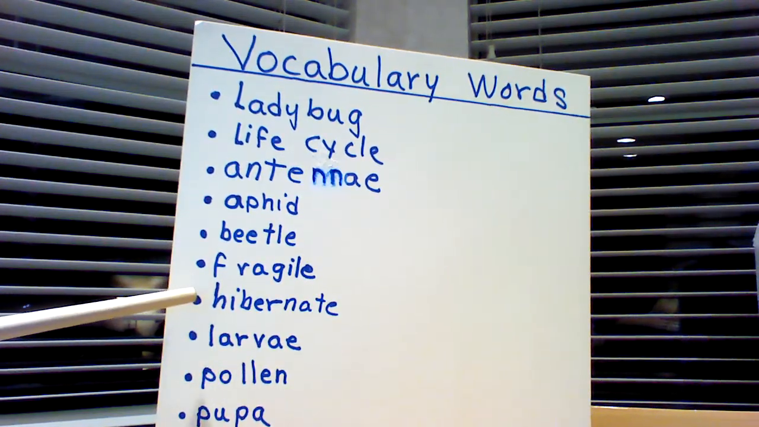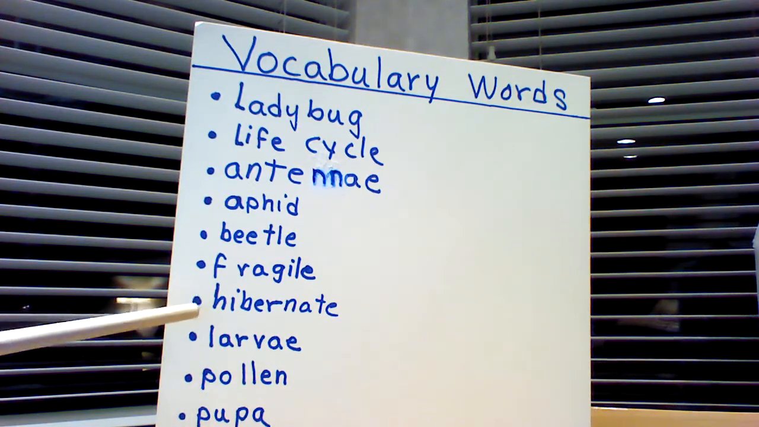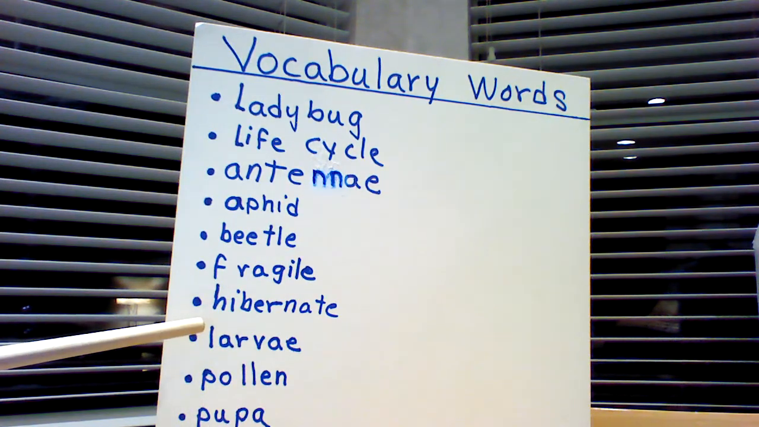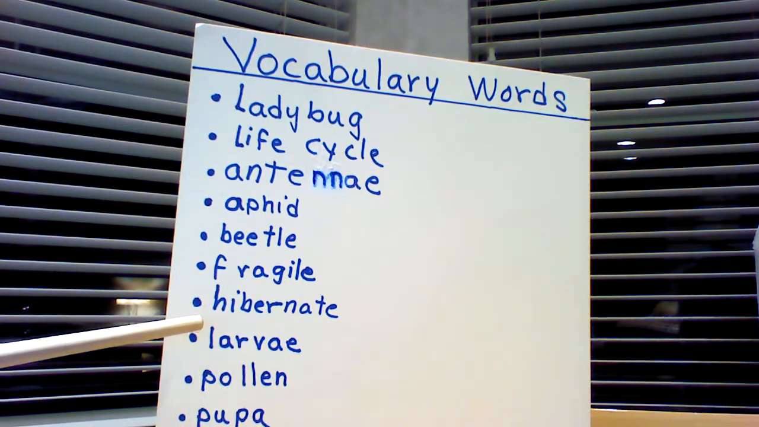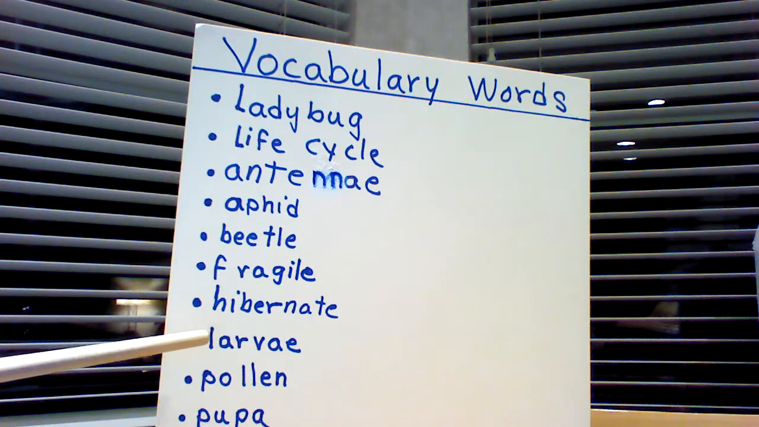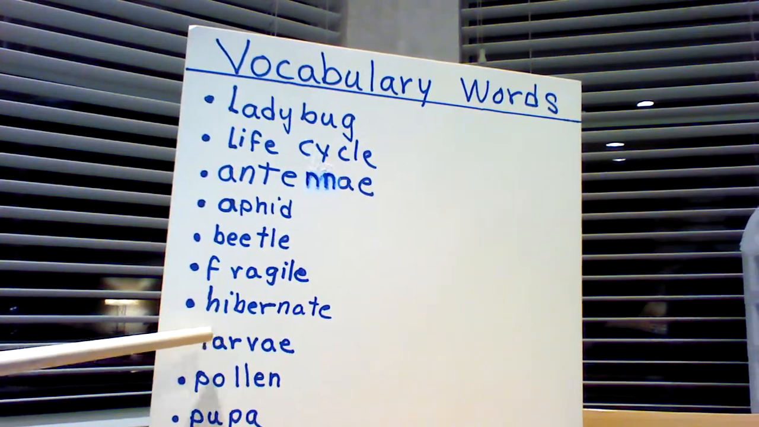Hibernate. To go into deep sleep that lasts through the winter. Larvae. Larvae is an insect at the stage of development between the egg and the pupa. A single insect at this stage is called larvae, like is here, larvae.